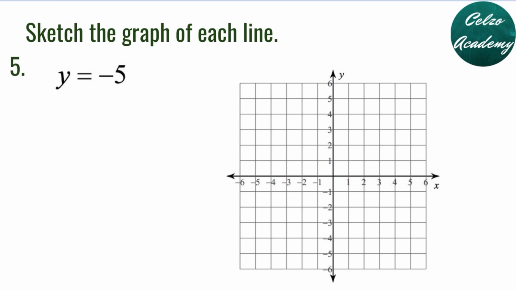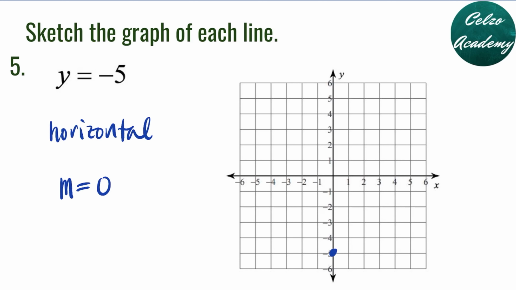Question 5. Y is equal to negative 5. If the equation is y equals a constant, this means this is a horizontal line. And a horizontal line has a slope of 0. So to graph y is equal to negative 5, all you need to do is go to the y-intercept at negative 5. To draw more points, you can have 1, negative 5, 2, negative 5, 3, negative 5, and so on. So the graph of y equals negative 5 is a horizontal line passing through the y-intercept of negative 5.